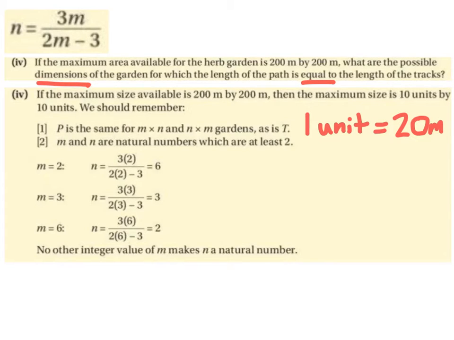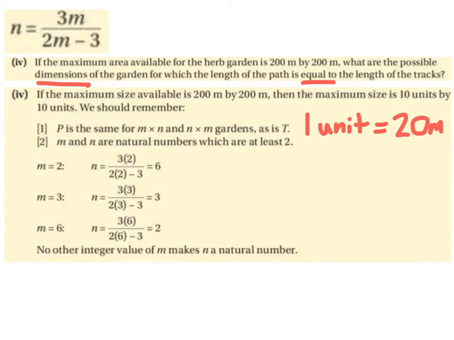So we're interested in dimensions of the garden for which the length of the path is equal to the length of the tracks. So where P, the perimeter of the path, is the same as T, the length of the tracks. So P is the same for an m by n and n by m garden. And we also need to remember that m and n are natural numbers, so positive whole numbers, and they are at least 2.